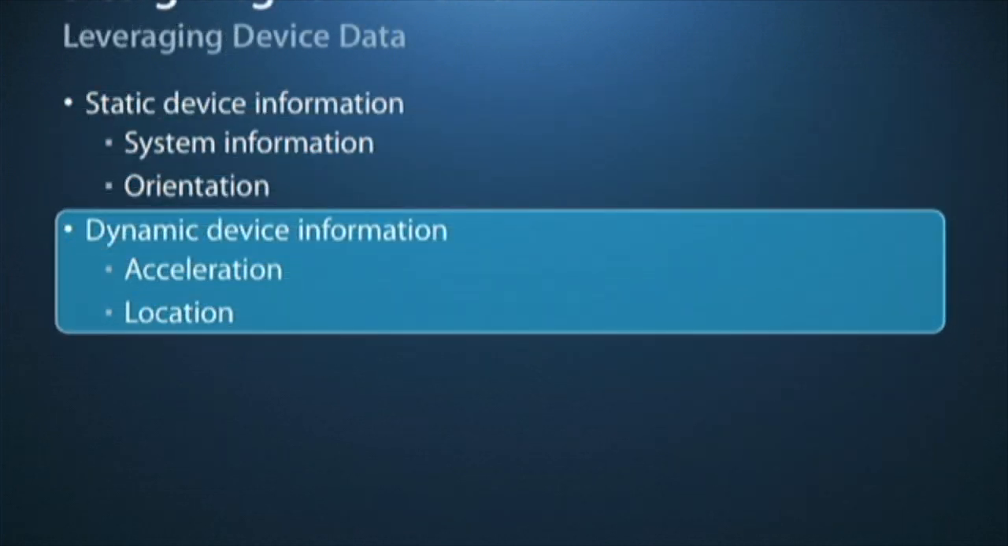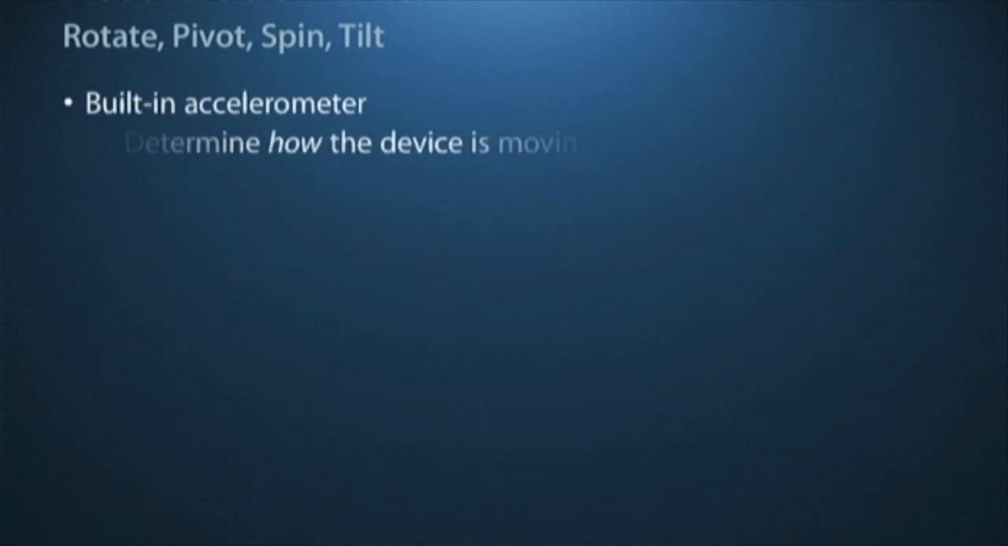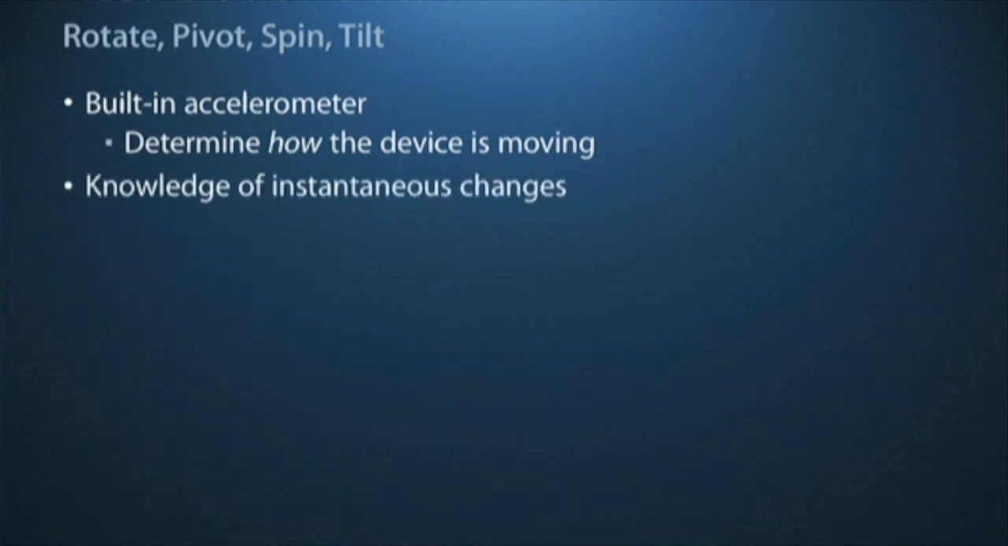Now let's move on to dynamic device information, specifically acceleration. iPhone and iPod Touch both have a built-in accelerometer which detects how the device is moving. Unlike orientation, which gives you more of a snapshot of how iPhone or iPod Touch is positioned, the accelerometer provides continuous updates to your code as the device moves, providing knowledge of instantaneous changes.